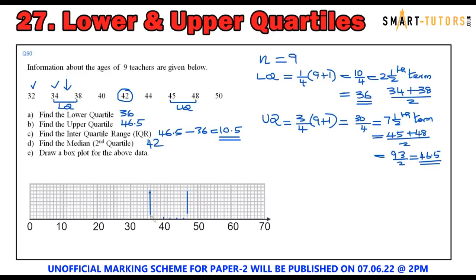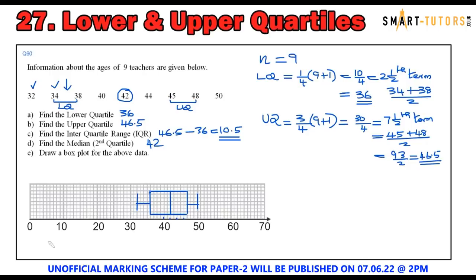Before you finish, that is the box plot, the main box, and we know 42 is the middle number. So there is a line through the 42, and we need the lowest value of the data set, which is 32. So 32 is somewhere here. Draw a line like this, and 50 is going to be somewhere here. Right, so that is the box plot.